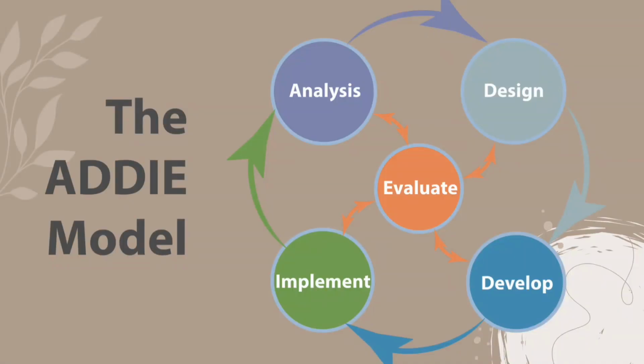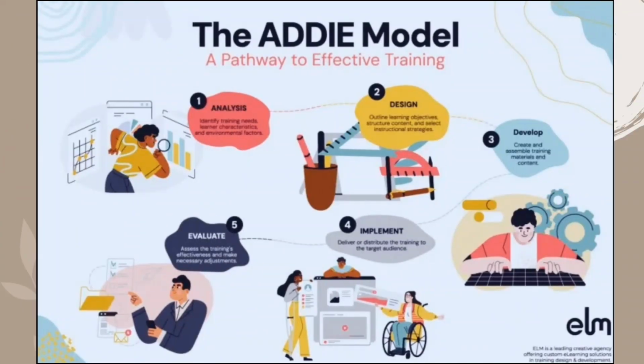Welcome! Today, we'll explore the ADDIE model, a widely used framework for creating effective training programs. ADDIE is an acronym standing for Analysis, Design, Development, Implementation, and Evaluation. Think of it as a roadmap for building successful learning experiences.